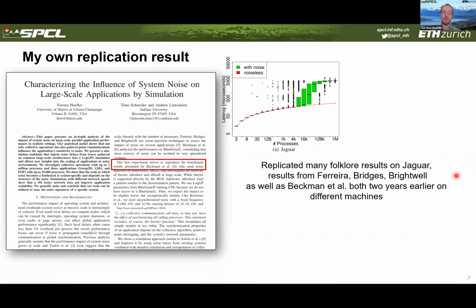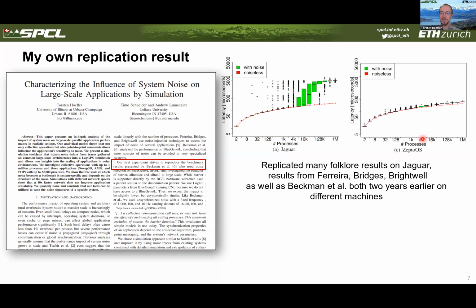The largest system on the planet was Jaguar. Kurt Ferreira, Patrick Bridges, Ron Brightwell, and Pete Beckman were all independently publishing various results related to this machine: that it basically stopped scaling at about 15,000 processes, which was very shocking because it was a leadership class machine and it had more than 15,000 processes, but you couldn't really run larger applications on that machine. And the question was why?